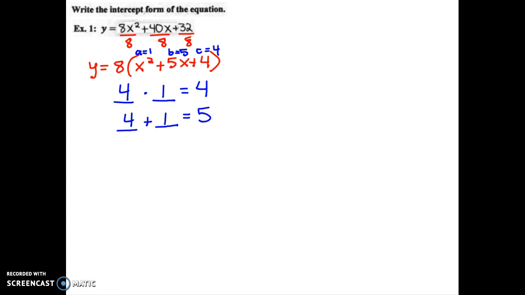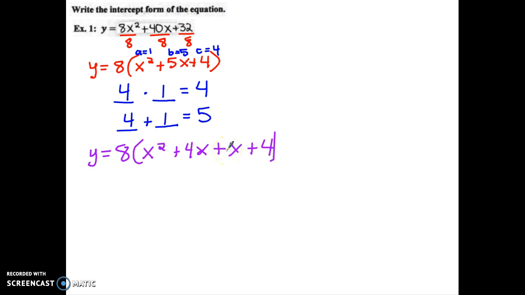All right, so instead of writing the 5x, we're going to replace that with our 4x and our x, because our two numbers are 4 and 1. And I'm just going to write everything else. So does everybody see that you replace that b term with the two numbers that you came up with?